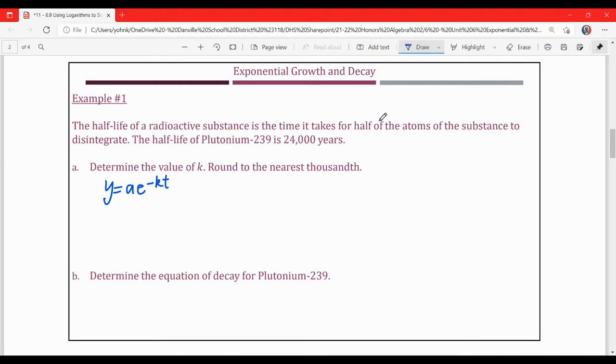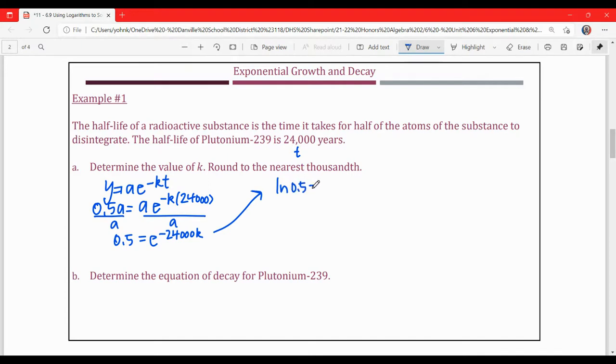Since I have something taking 24,000 years to get half of, well, if I'm starting with a, then half of a could be 0.5a equals a e to the negative kt. I do know that t is 24,000 years. So if I divide both sides by a, I get 0.5 equals e to the negative 24,000 k. Well, I can get to the exponent by taking the natural log of both sides. So ln 0.5 equals ln e to the negative 24,000 k.